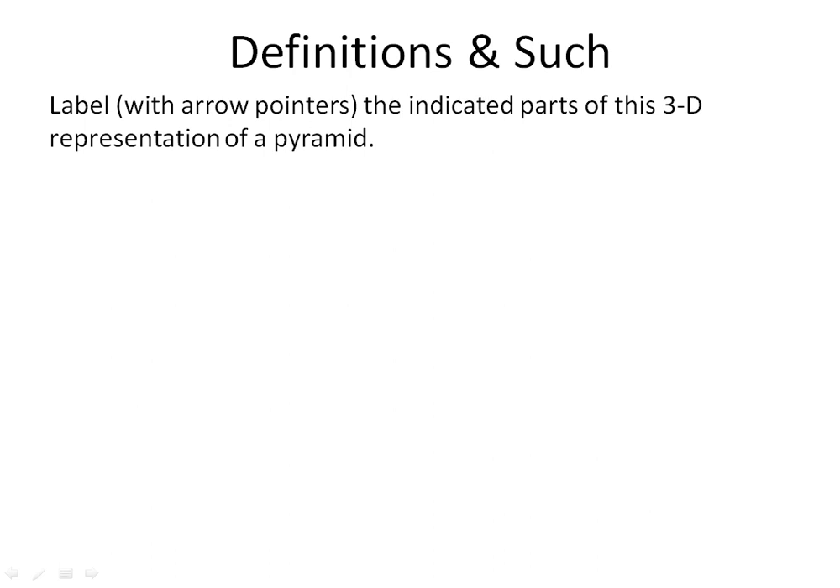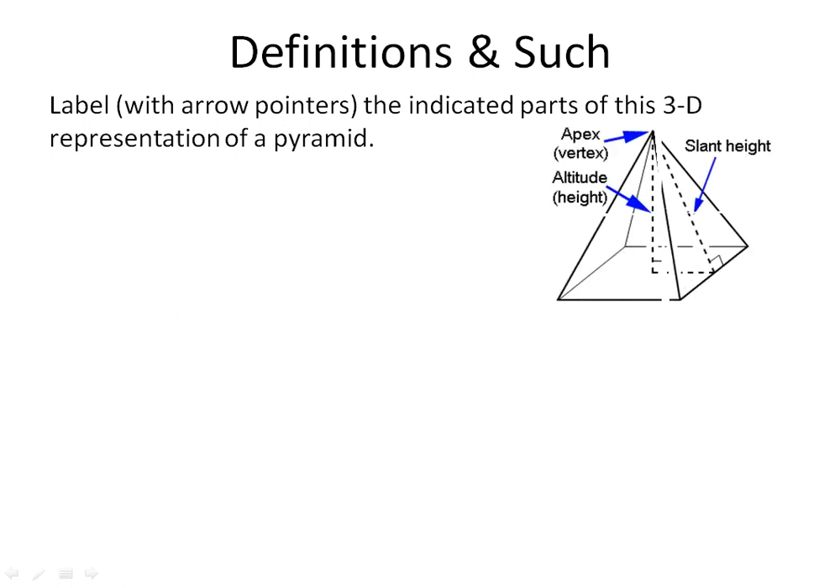Okay, so now what we're going to do is we're going to label with arrow pointers the indicated parts of this 3D representation of a pyramid. So this is what a pyramid looks like. Notice what they've got going here. The apex is the vertex, which in this orientation is at the top. The altitude goes from the center of the base to the vertex or apex. It won't always be the center, but if it's a regular base, that's generally what it is. If it's a right pyramid, then that's the way it will be.